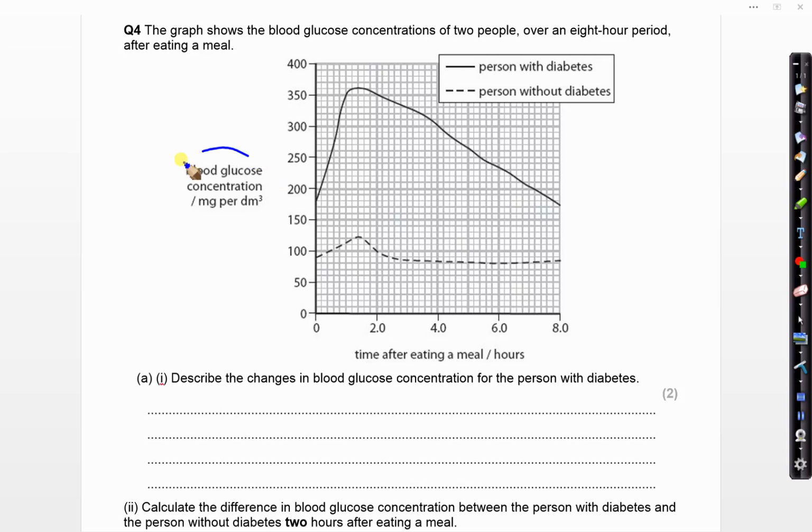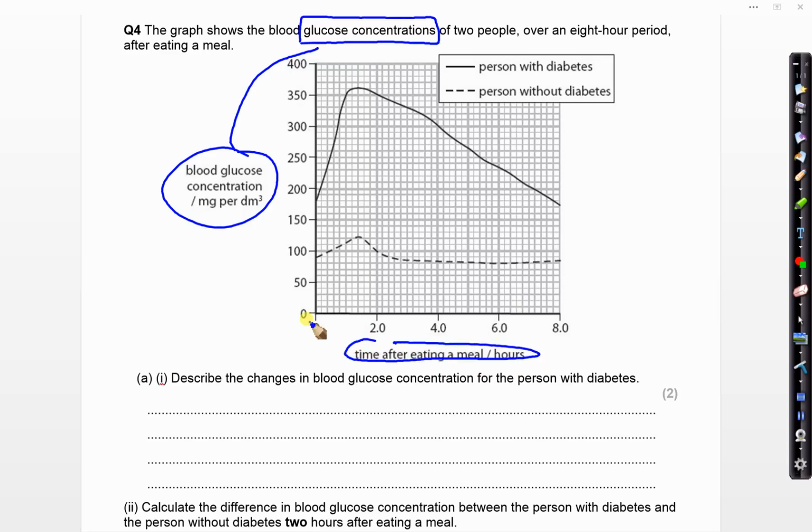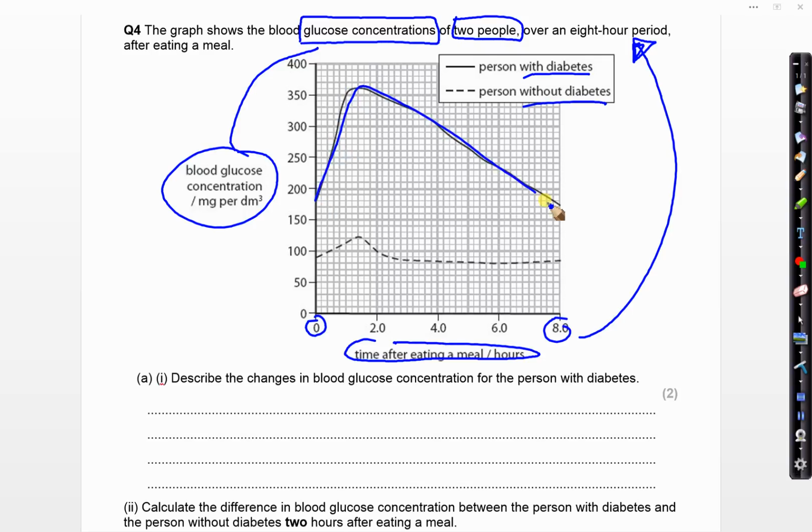We'll start off here. We've got blood glucose concentration, which links in to this part of the stem of the question. We've got time after eating a meal, which goes from 0 hours to 8 hours, which links in to this part of the stem of the question. And clearly we've got these 2 people as well, with and without diabetes. Looking at the graph, we can see we've got 2 curves that go up and down. There's certainly 2 lines that go up and down, and there's quite a difference between them. So all this information is likely to be needed to answer the questions.